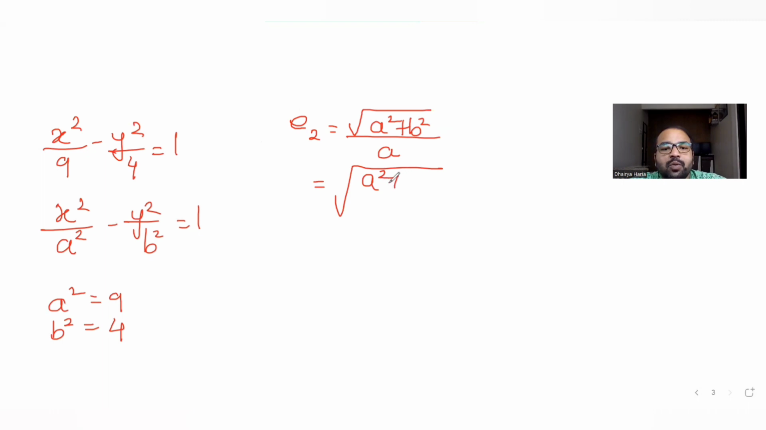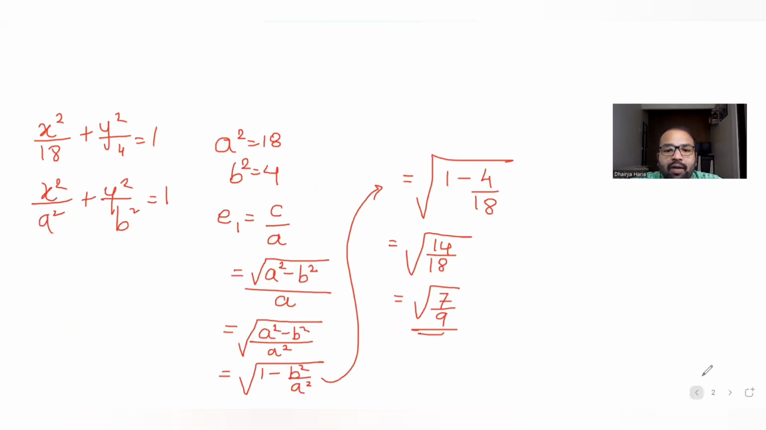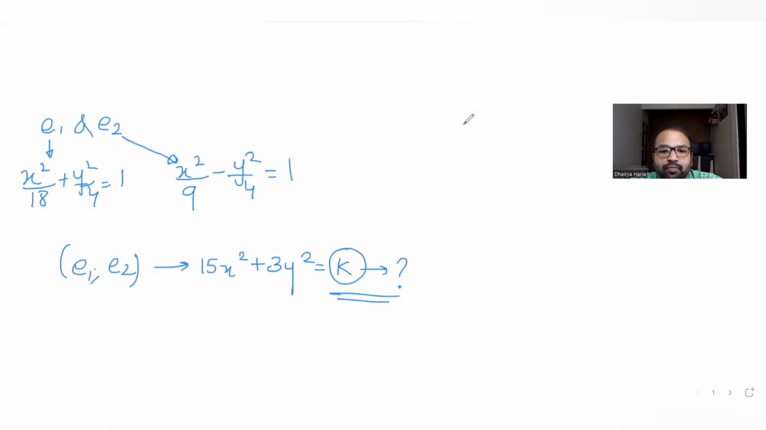I can also write this as root of a square plus b square upon a square, or as root of 1 plus b square by a square. So b square is 4, a square is 9, that is 9 plus 4, 13. So I get the eccentricities in both the cases, E1 and E2. Now when I have both of them, I know E1 is root of 7 by 9 and E2 was root of 13. So further, I can put the values of x as root 7 by 9 and y as root of 13 by 9 in this expression of the ellipse to get k.